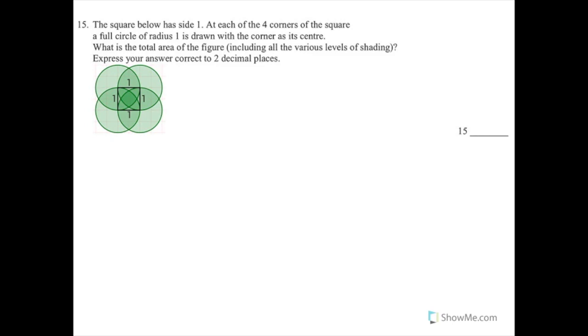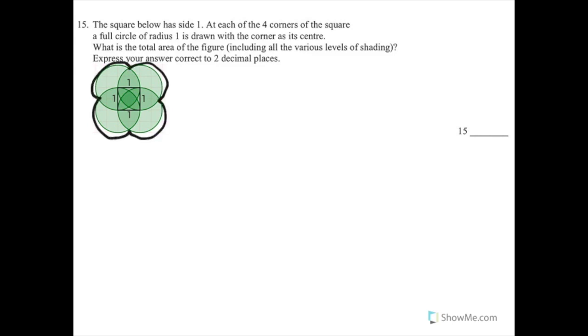The general way to approach these questions is to break down the shape into various constituent shapes, and by adding and subtracting these shapes, you can get the overall area. So for example, here we want to get the total area over here.